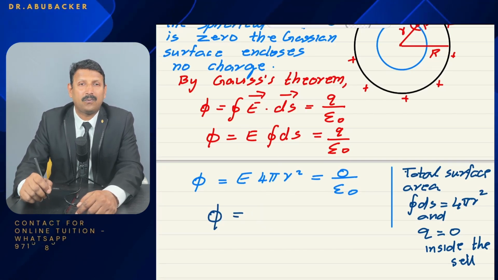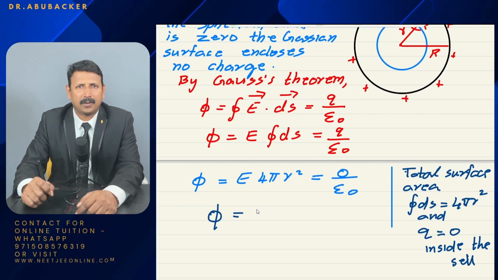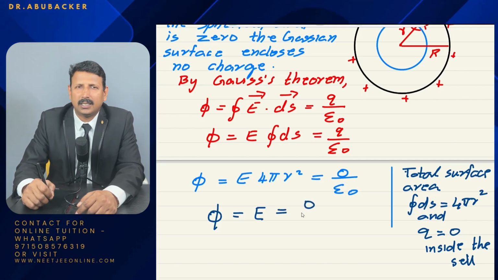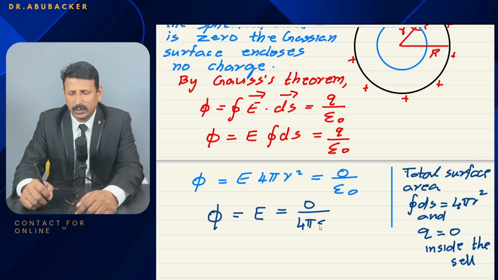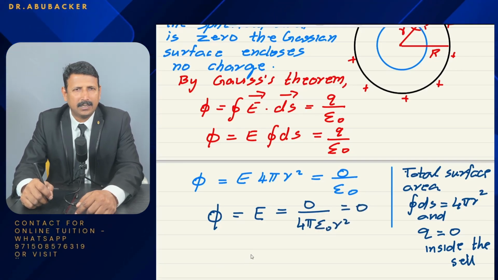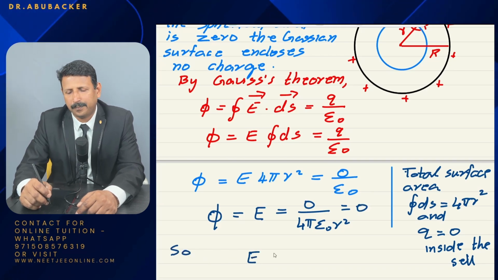There is no flux inside the shell, but there is flux on the shell. There is flux outside the shell. So outside the shell flux exists, on the shell flux exists, but inside the shell no flux exists. Yeah? Anything else?